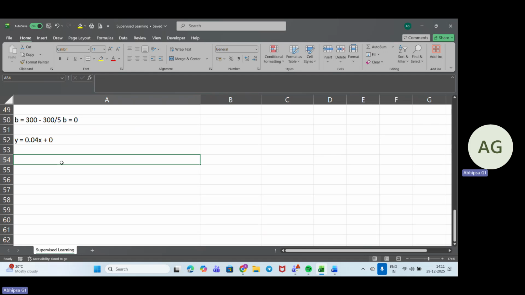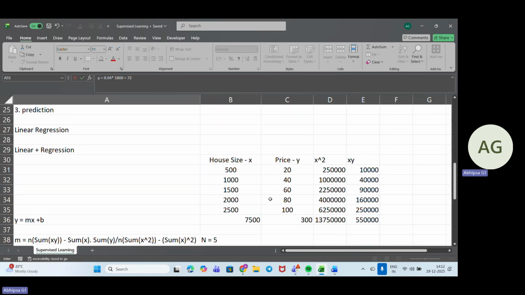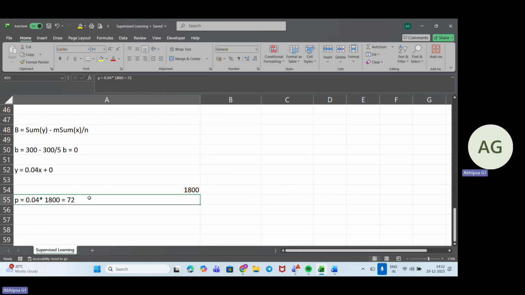Now if I need to predict the new house price where the size of the house is around 1,800. Okay, so in that case, for the price, I just need to include 0.04 into 1800. So that is coming around 72. Okay. So for any of the price that we are getting, the value is like in between them. That is 1,800. The value is coming around 72 lakhs.